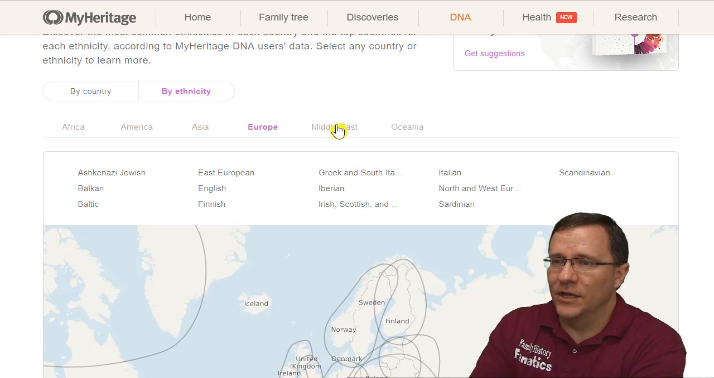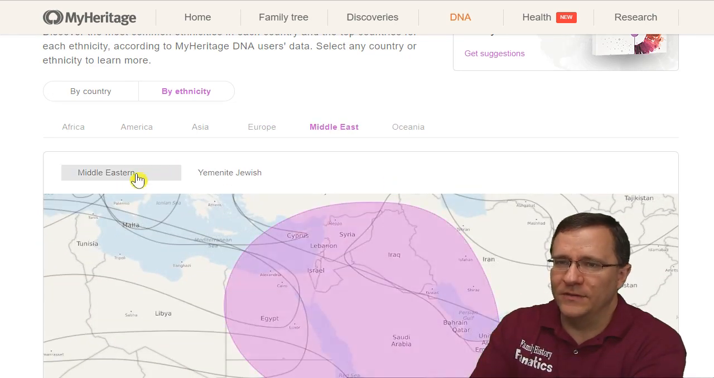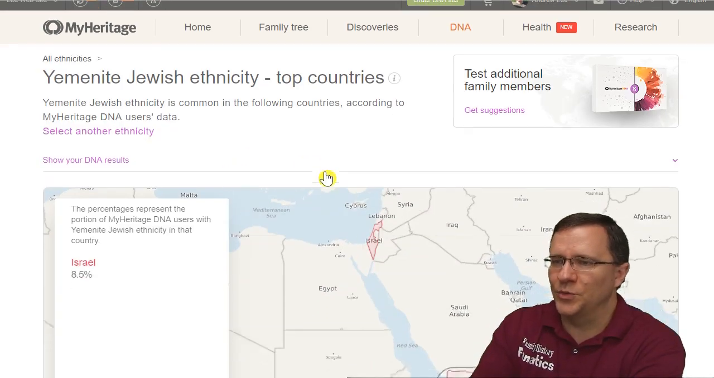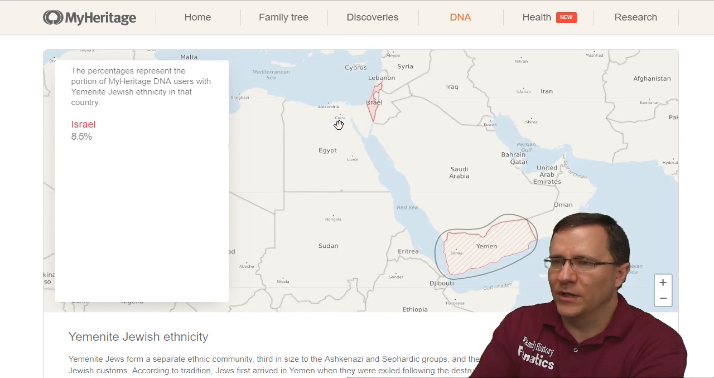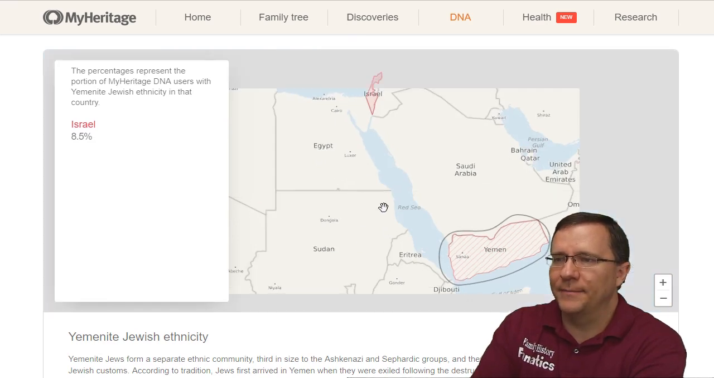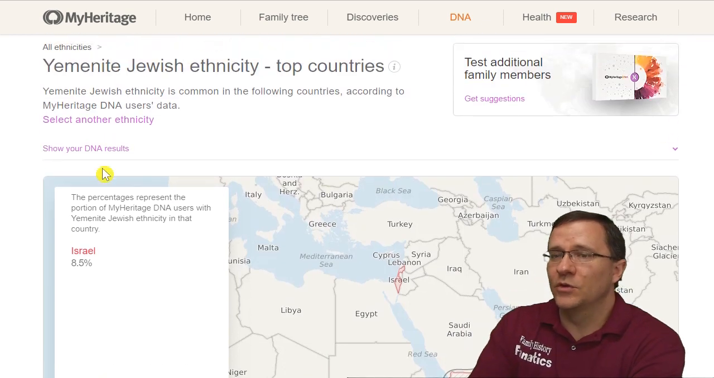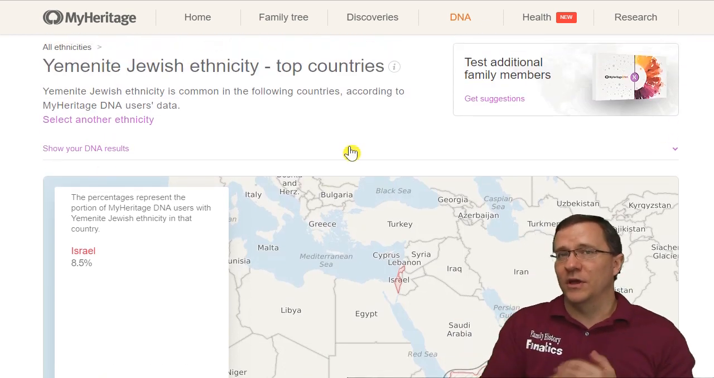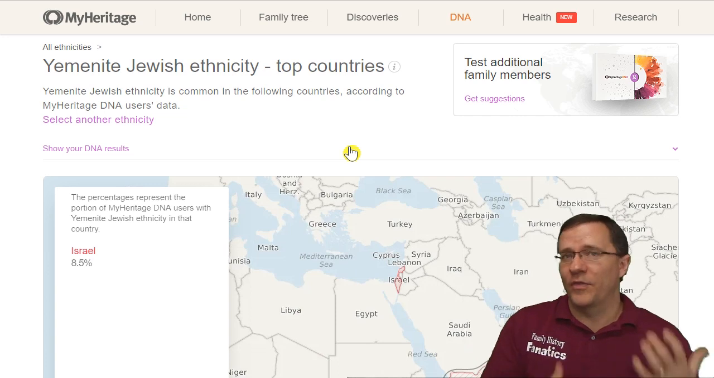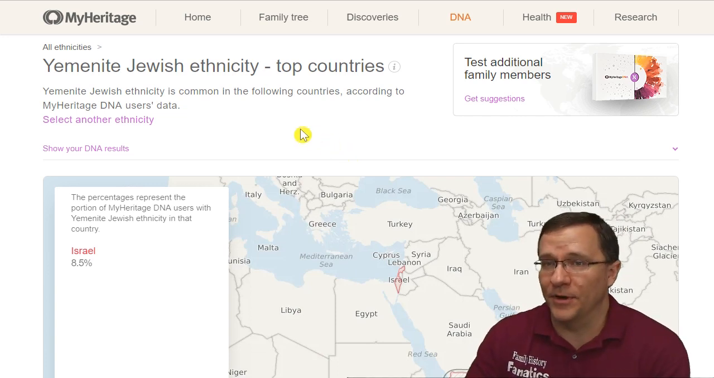Let's select another one from the Middle East, the Yemenite Jewish one. We can see that Israel has the most of that, but that ancestry actually originates down in the southern part of the Arabian Peninsula in Yemen. So these are good maps for helping to understand where your ethnicity results may be coming from.